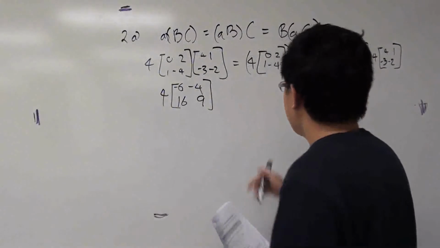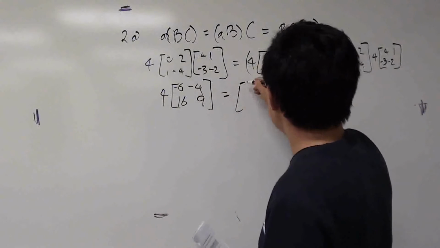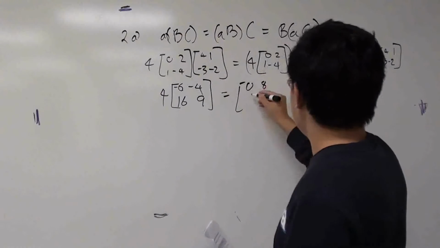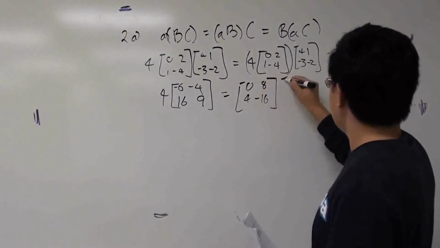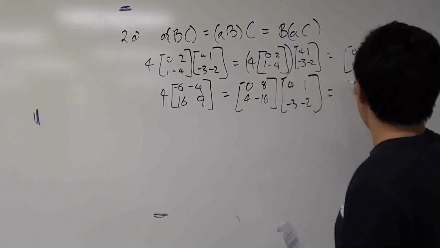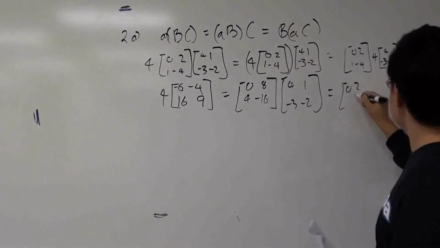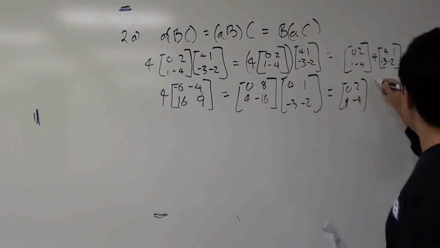Right, okay, that's that. We could do this first, whatever: 8, 4, -16, 4, 1, -3, -2, 0, 2, 1, -4, 16, 4, -12, -8.